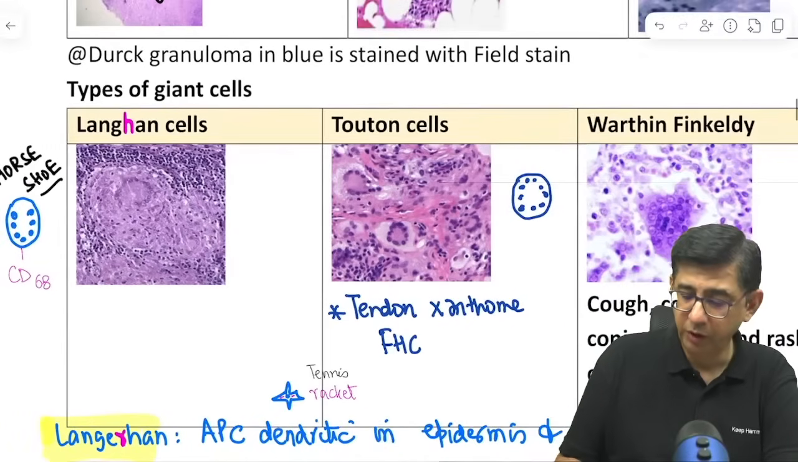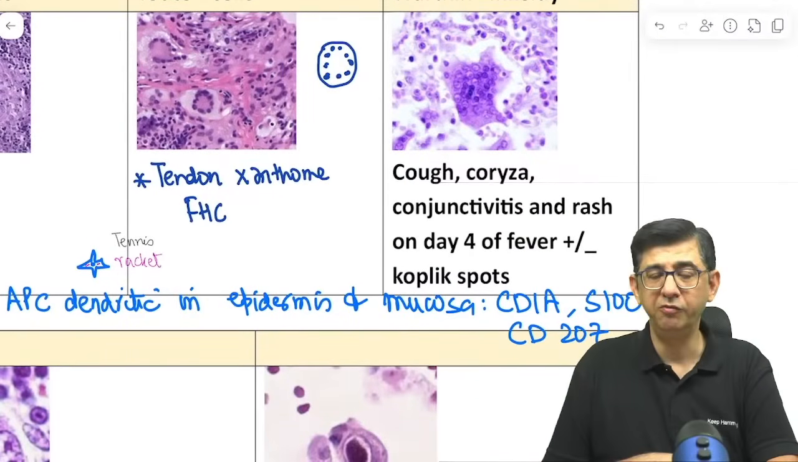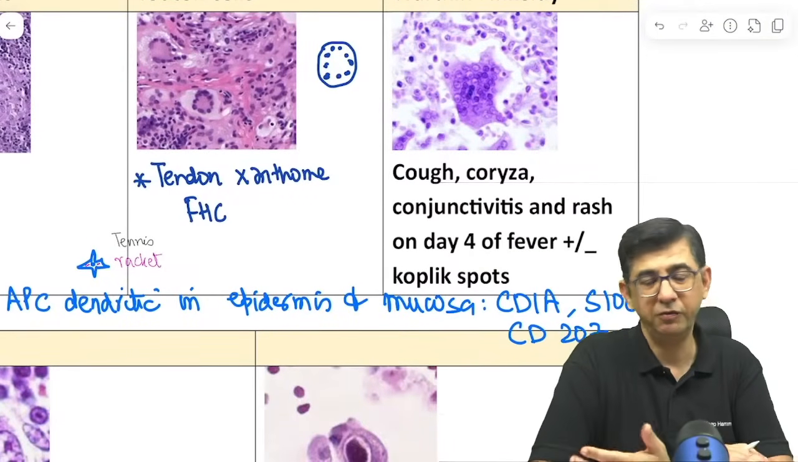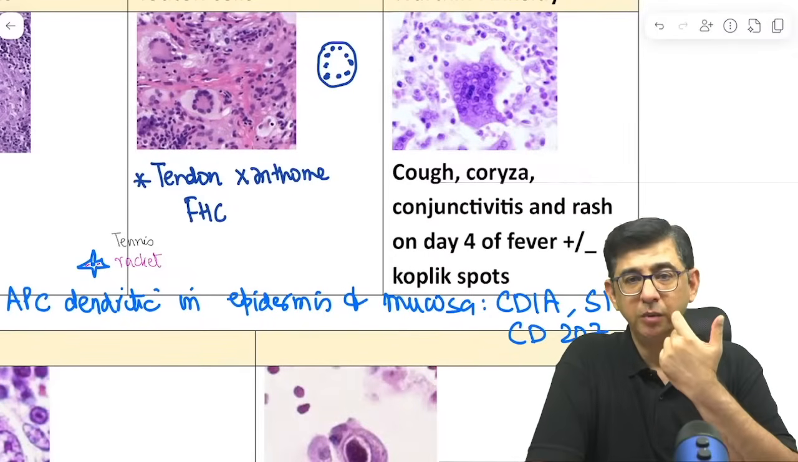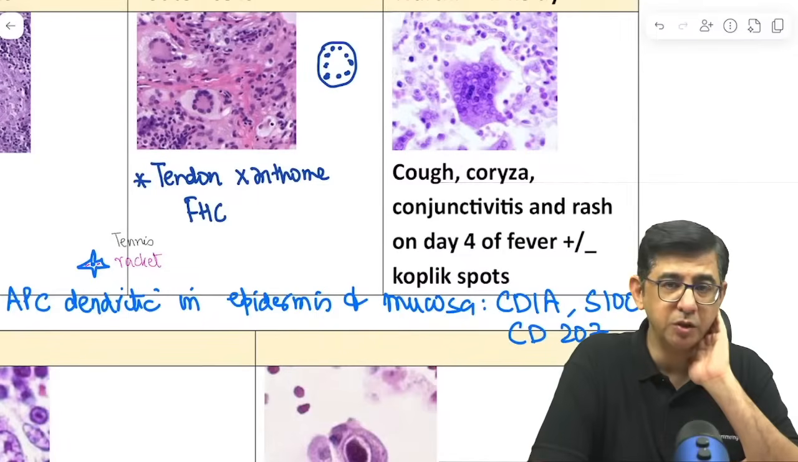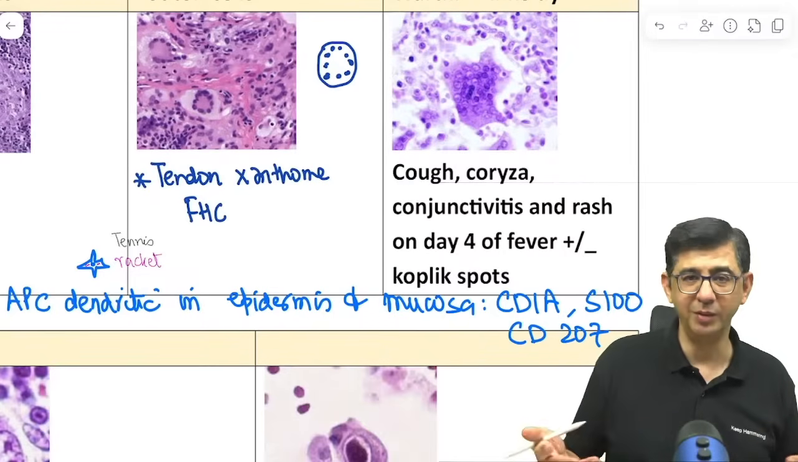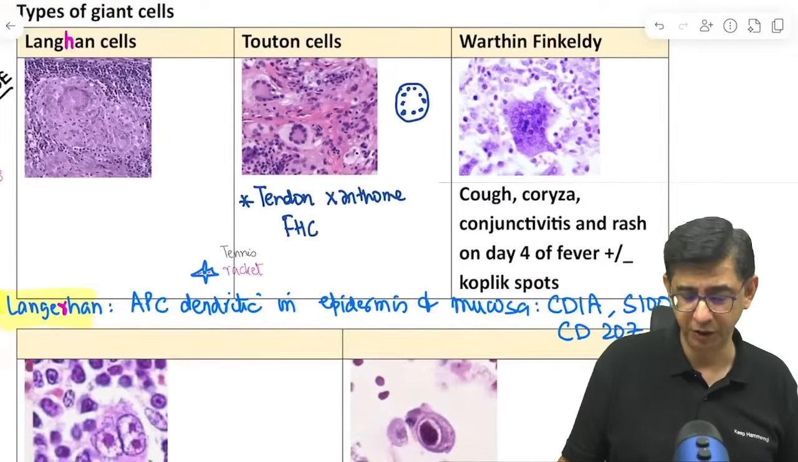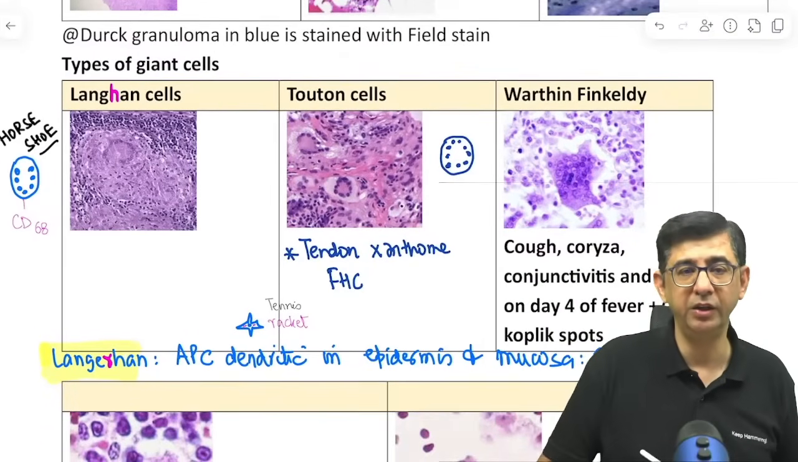And then if I move on to the extreme right hand side, that is Warthin-Finkeldey. Warthin-Finkeldey would be a feature seen with measles, in which we will have an exanthem as well as an enanthem. Enanthem means a lesion inside the mouth, that is Koplik spots, and the exanthem would be the rash that starts from behind the ear and then subsequently involves the whole body. It would be a maculopapular rash. So three types of giant cells were discussed: Langhans, Touton, and Warthin-Finkeldey.